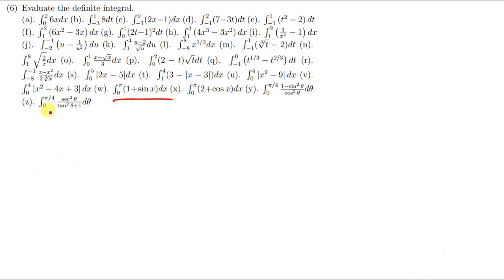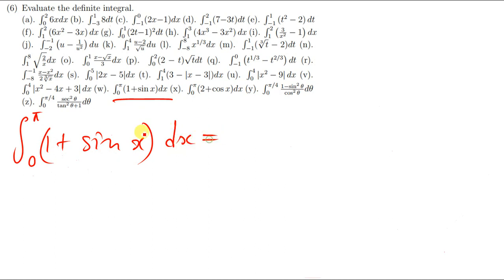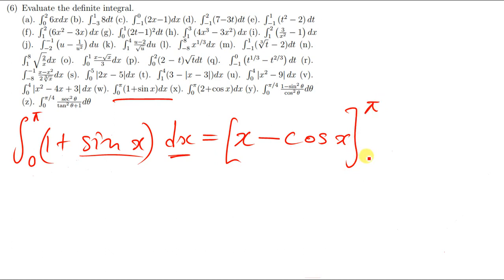So we have the integral from 0 to pi of 1 plus sine x dx. The integral of 1, since we are integrating with respect to x, will give us x. The integral of sine x will give us negative cos x. Then we have the limits as pi and 0.